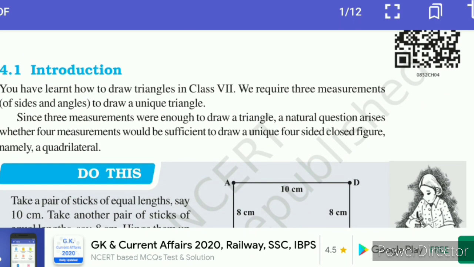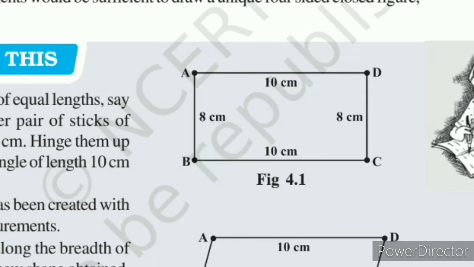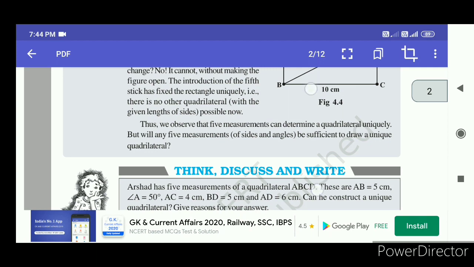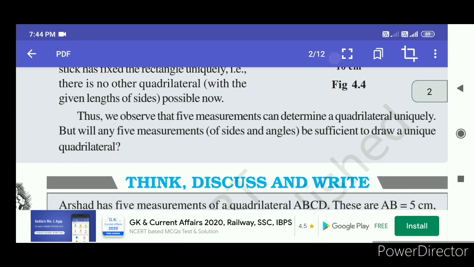Already we know that a quadrilateral is a four-sided polygon. It has 4 angles and 2 diagonals. Totally 10 elements are there. But to construct a quadrilateral, we need 5 measurements. We observe that 5 measurements can determine a quadrilateral uniquely.